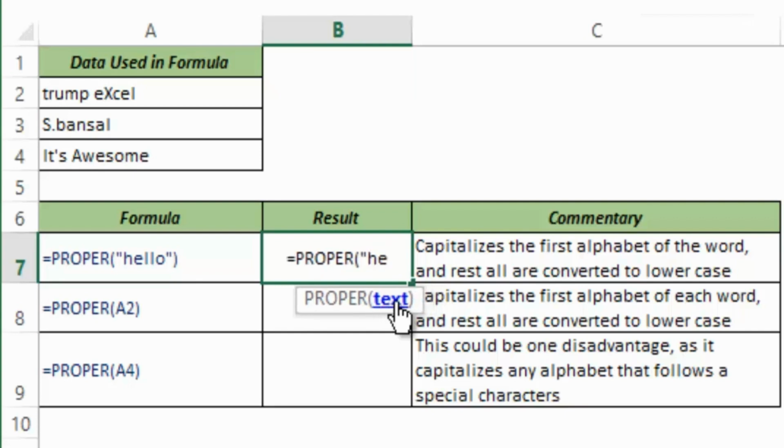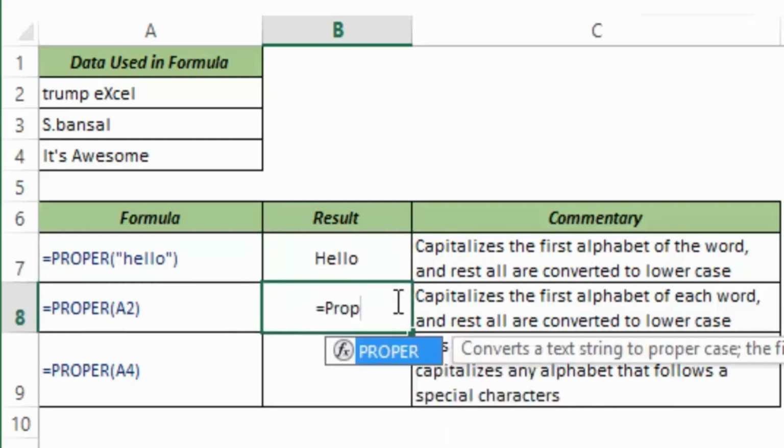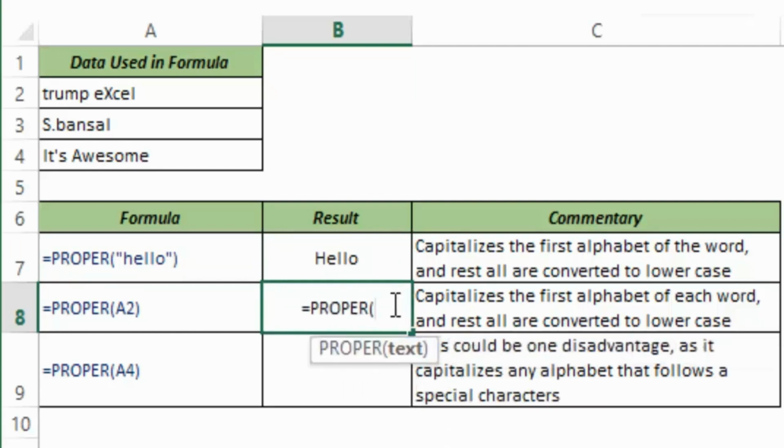I type hello, everything in lowercase, and I hit enter, and you can see it has capitalized its first alphabet, which is H. Now let me show you how it works if I give a cell reference and if I have more than one word in my text. So I select A2, which has Trump Excel, where T is in lowercase but somewhere in the middle, E is in lowercase but X is in uppercase. So as I hit enter, you can see the proper function completely sorts it for me. It capitalizes the T and E, and all the rest of the alphabets are in lowercase.